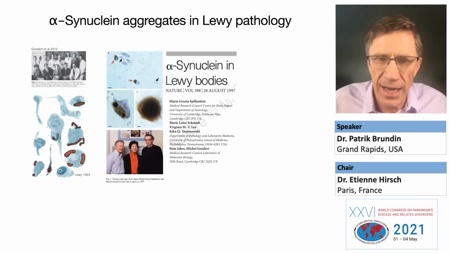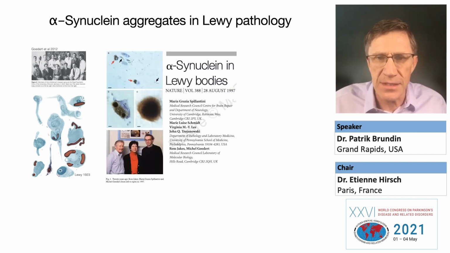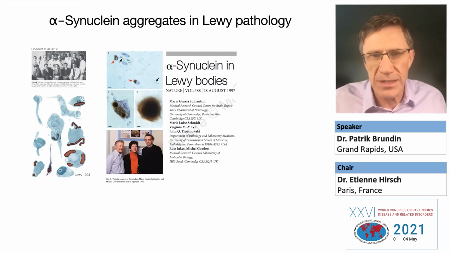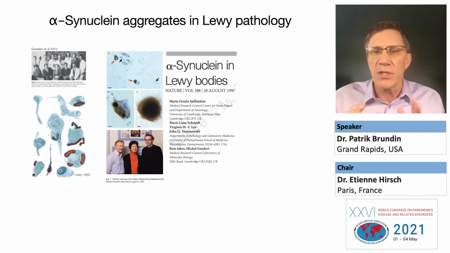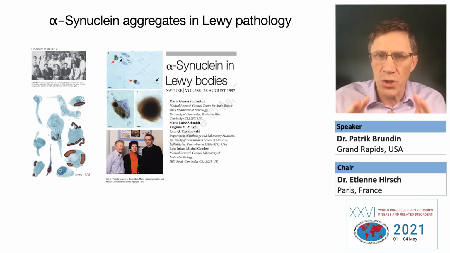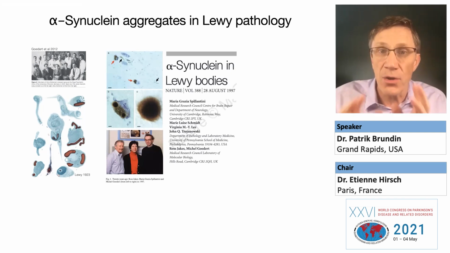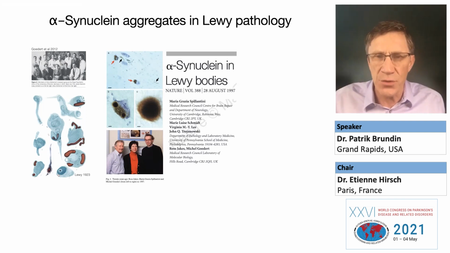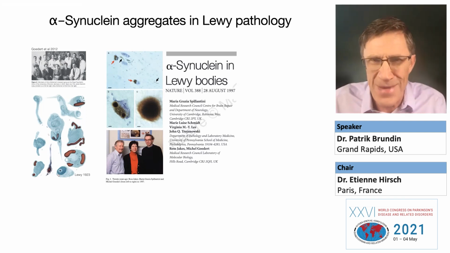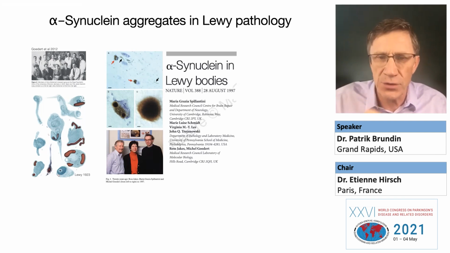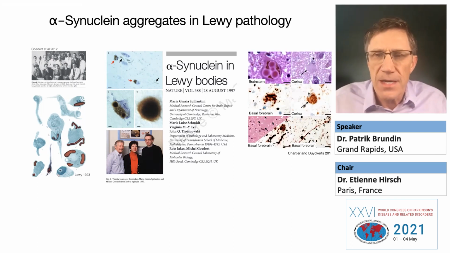It wasn't until the landmark finding in 1997 by a team headed by Maria Grazia Spillantini and Michel Goedert that it became clear that Lewy bodies are primarily made up of alpha-synuclein. There are lots of lipids and other proteins there too, but synuclein is the main constituent, misfolded aggregated synuclein.